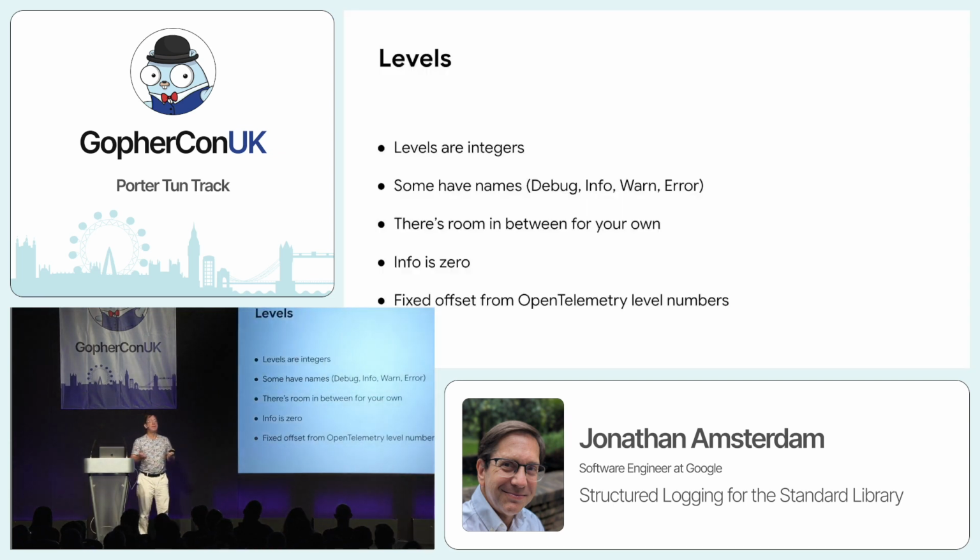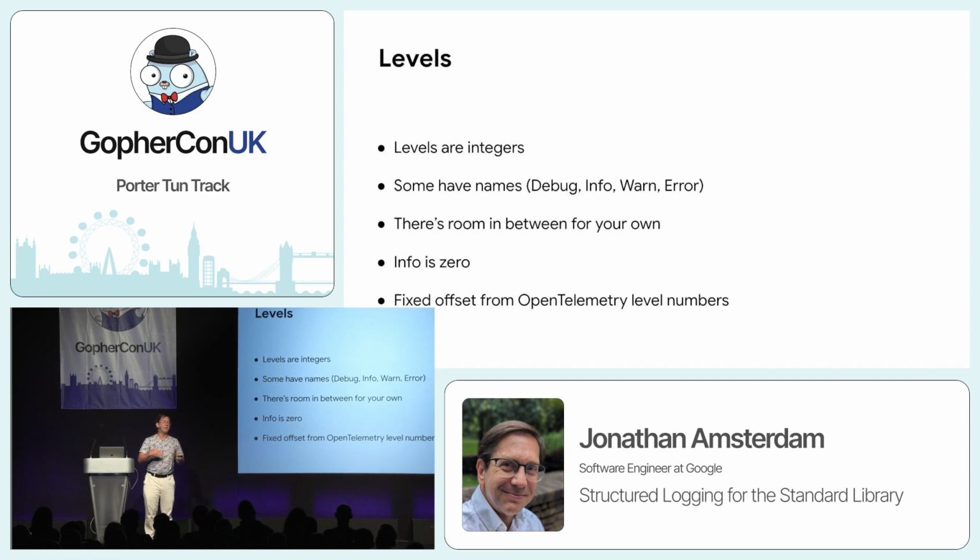A few other random features of slog. Levels. Slog has levels. Every logging package has its own idea of what a level should be. So in slog, they're just integers that we've named. We've named four of them: debug, warn, info, error, the four most common ones. There's space in between those for your own. If you have a level between warn and info, you can assign it an integer. If you think trace is more debuggy than debug, you can assign an integer to trace. Info is 0 because that's the default value in Go, and that's what most people think of as the default level.